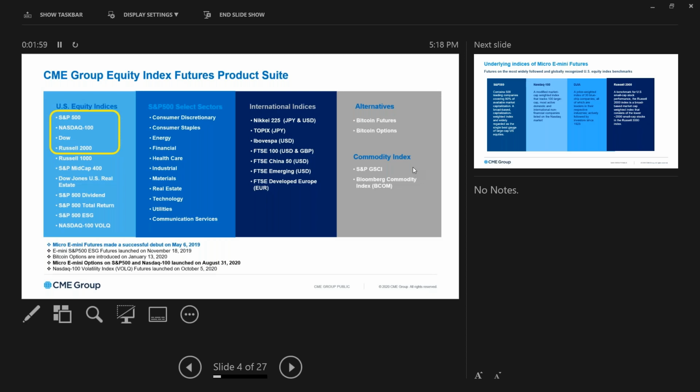We also have commodity index products, which cover a broad base of commodity products represented in an index format. Today, out of these many different products, I'm going to focus on the key and core products, which are represented by S&P 500, NASDAQ 100, Dow, and Russell 2000.